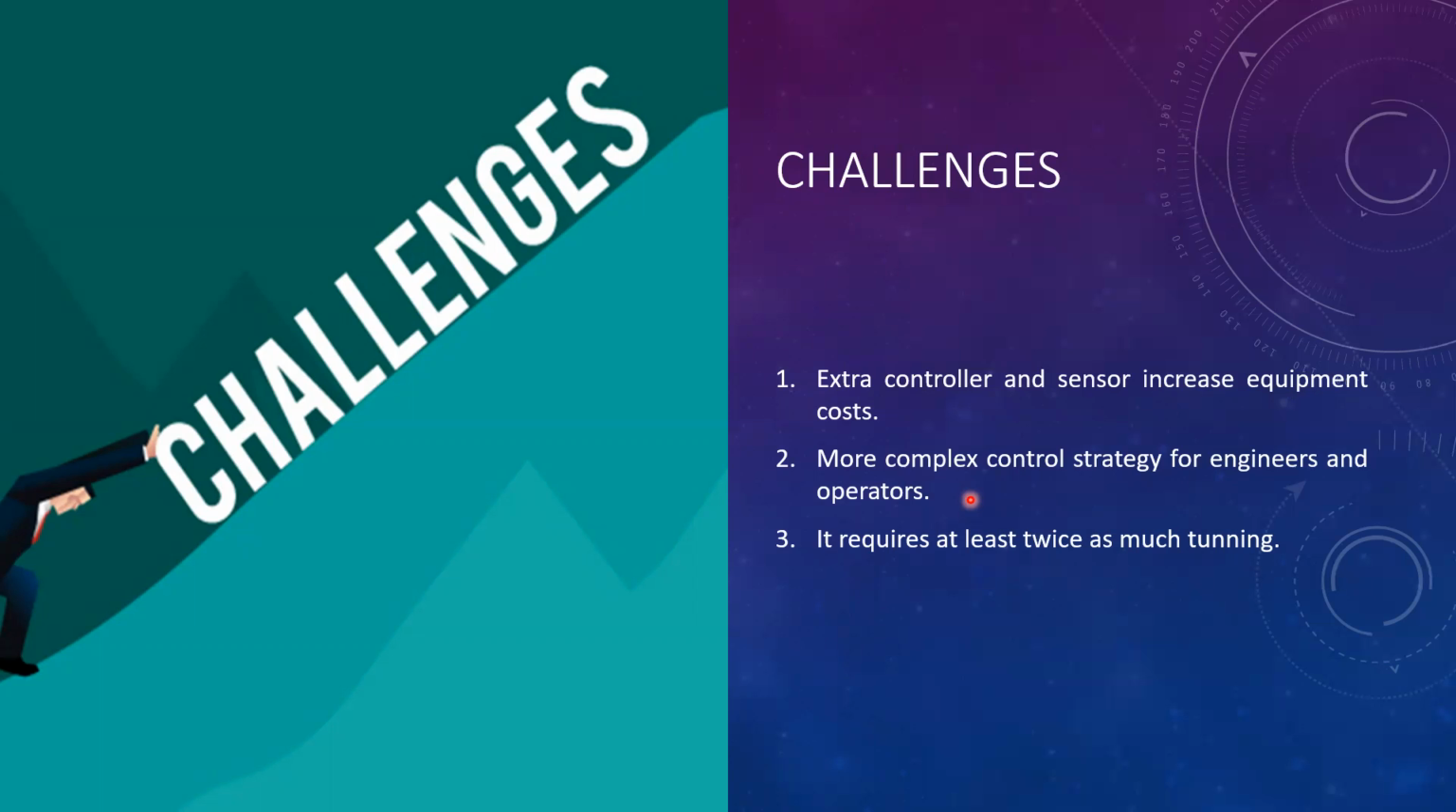And the third one is that it requires at least twice as much tuning as a single loop one. But the tuning process is pretty simple. First, you have to tune the inner loop process. And then once it is tuned, you put it to work with the outer loop process, and then the outer loop will be tuned as if it was a single loop process control system.